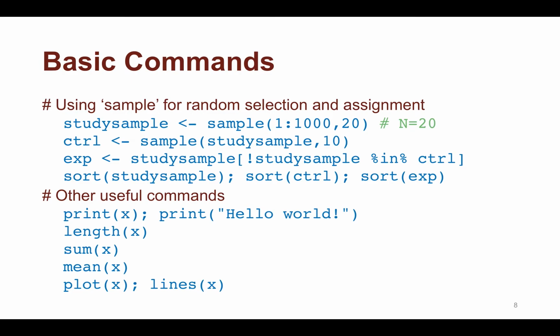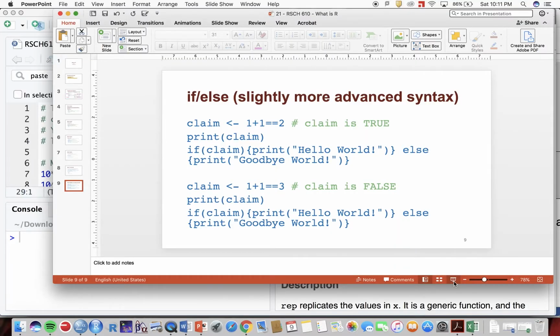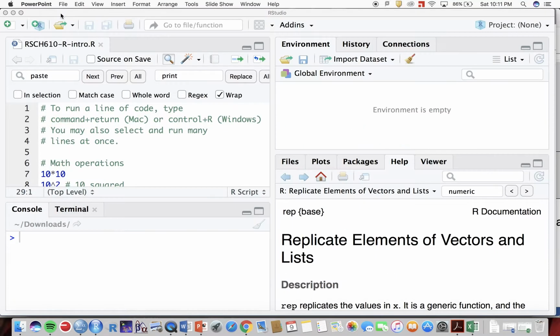And then using different commands, such as the sample command for random selection and random assignment that we talked about earlier in the semester. So I've just given a couple examples of how to do that. And other useful commands such as print, length, sum, mean, plot, and lines. So I'll show those briefly in RStudio in a moment. And finally, just something a little bit more advanced with an if-else statement. So now I'm going to exit out of the slides and head on over to RStudio, and I'll show you some commands there.